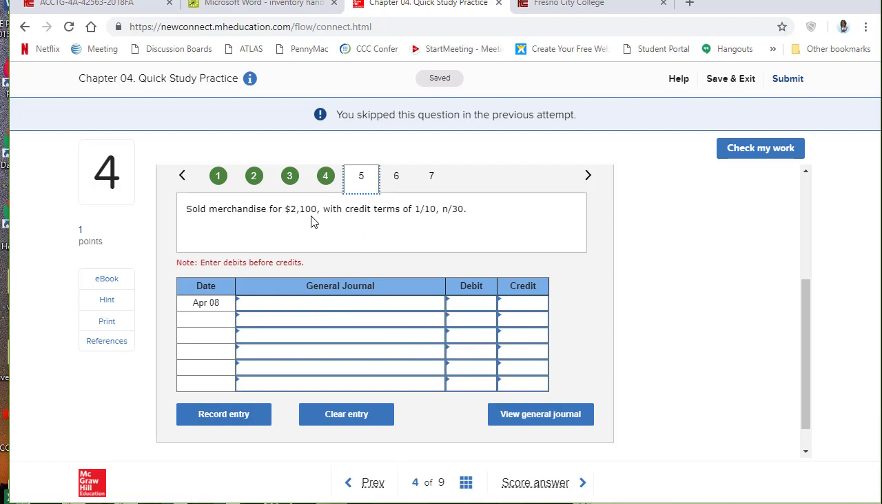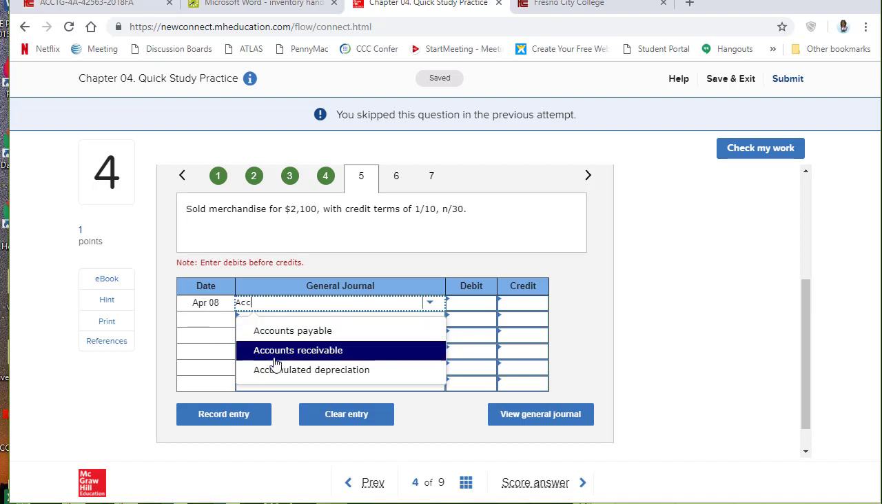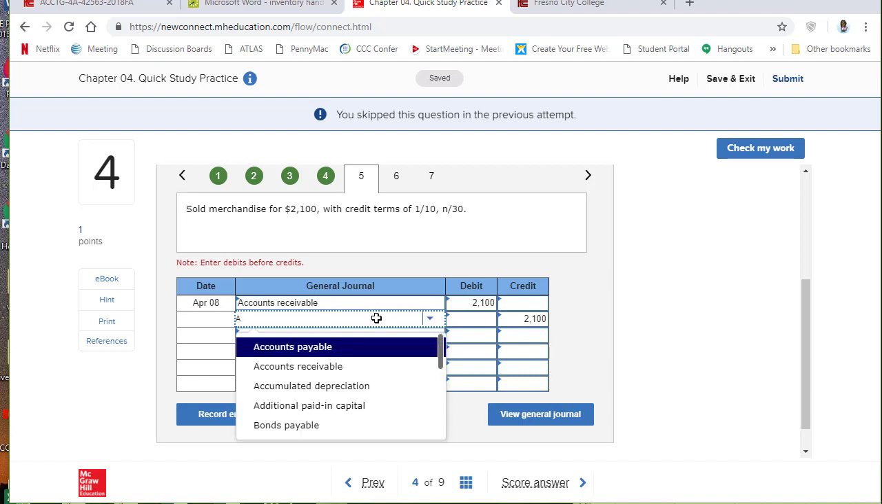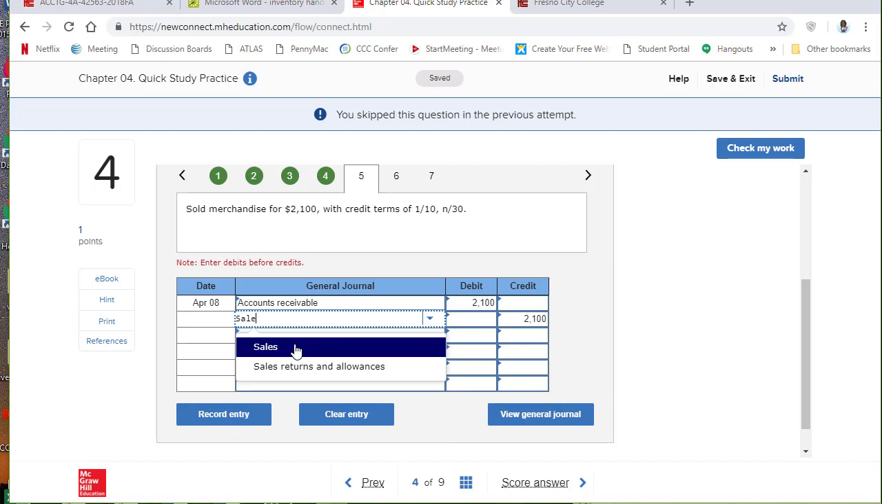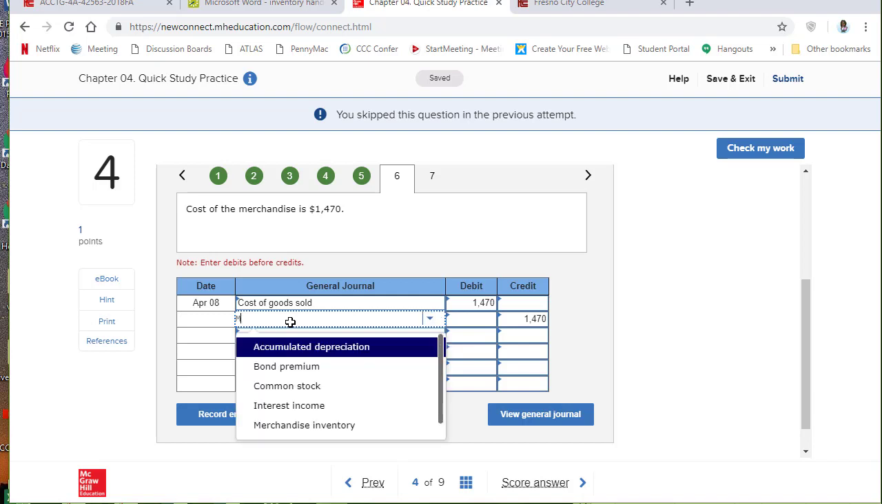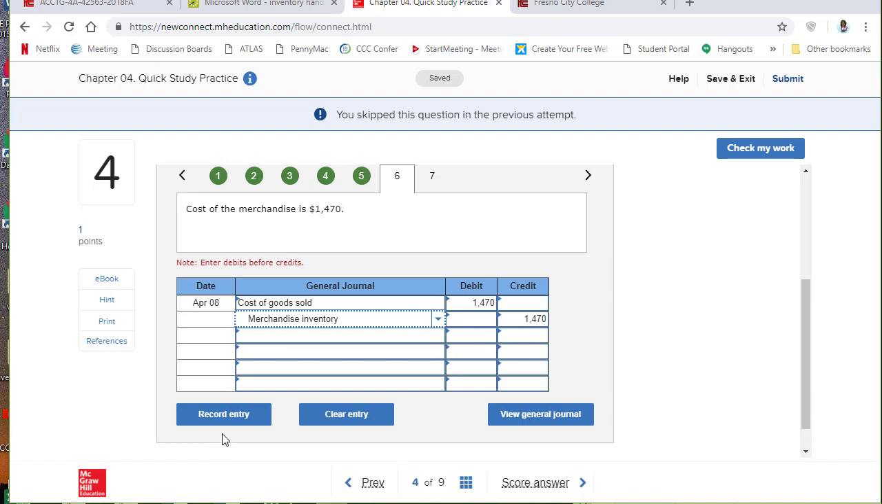All right, next we sold merchandise for $2,100. Terms were 1/10, n/30. So we sold merchandise again. Given the terms, we can assume that it's on accounts receivable. We're using the gross method, so we'll recognize the full amount. And then we are going to credit our sales revenue account and record the entry. And then of course, the cost of the merchandise is $1,470. Hopefully we're selling it for more than what it costs us, or we won't be in business very long. We'll do the cost of goods sold, I like to refer to it as COGS. And then we're going to credit the merchandise inventory because we're getting rid of it. We're selling to a customer.